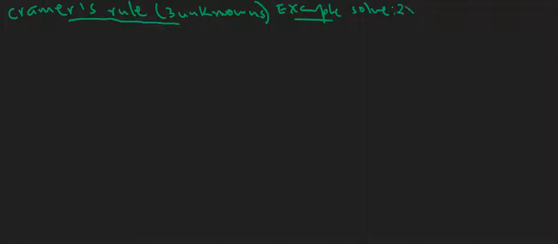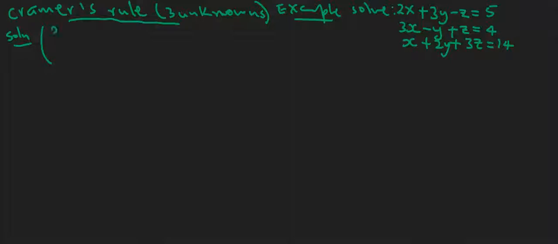One of the system is 2x plus 3y minus z is 5. 3x minus y plus z is 4. x plus 2y plus 3z is 14. So the first step is we write the system in matrix form.